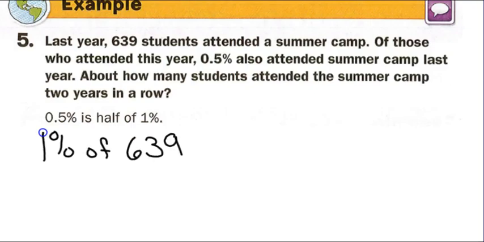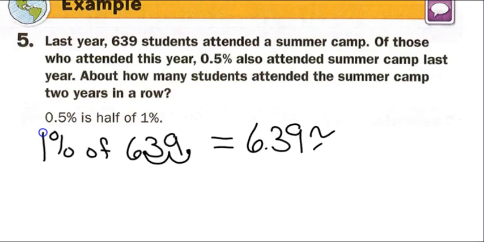639. So remember, we said really easy way to find 1%, find the decimal, which is right here. I'm going to slide it to the left, 2 places for 1%. So that's going to give me 6.39, which is about 6. Remember, we're making estimates, so we can make some rounding decisions here. All right, so that becomes about 6.